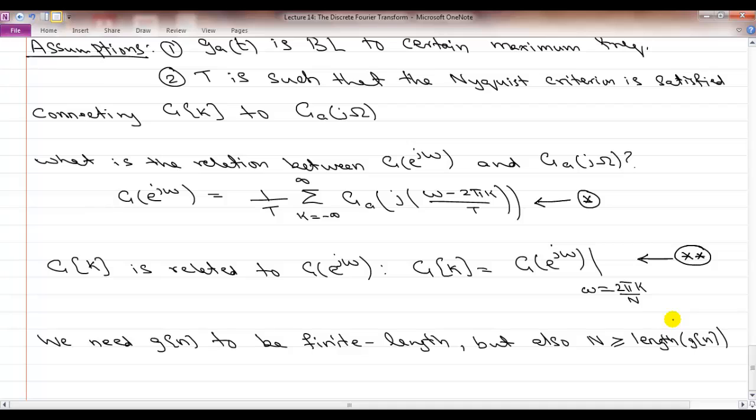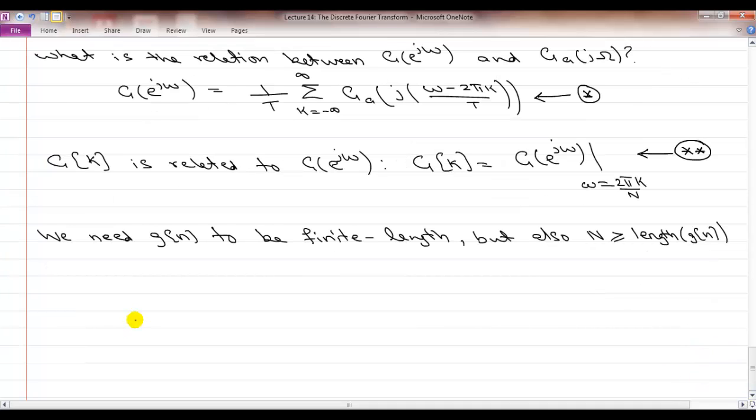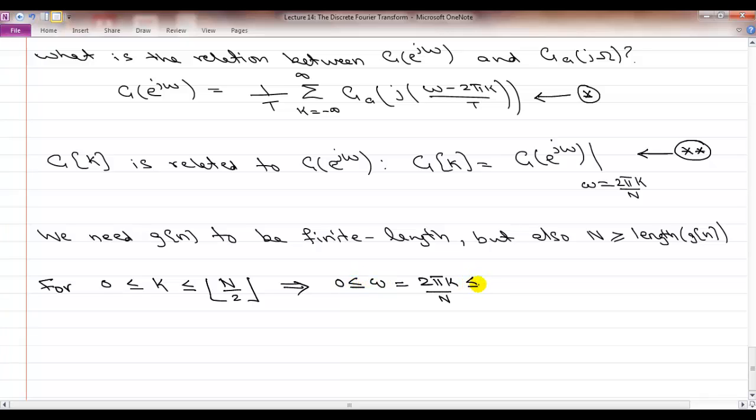So let's do that. We'll divide things into two pieces. The first piece is for 0 less than or equal to k less than or equal to the floor of N/2. What does that mean? This means that little omega, which is defined as 2πk over N, will be between 0 and π.